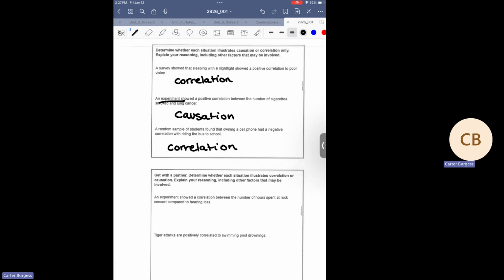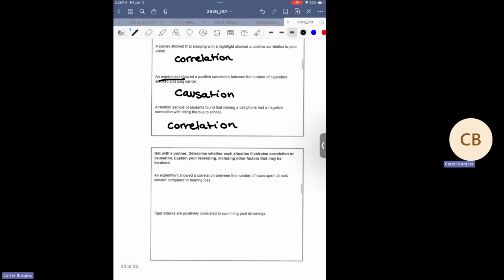So that idea, I think, is a really good one. The ability to text someone for rides certainly goes away. Any others? Owning a car. Socioeconomic status. Probably also a pretty good explainer for this. An experiment showed correlation between hours spent at a rock concert compared to hearing loss. Causation or correlation? Causation. What's our buzzword? Experiment.